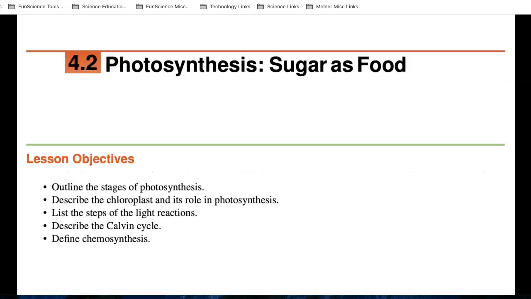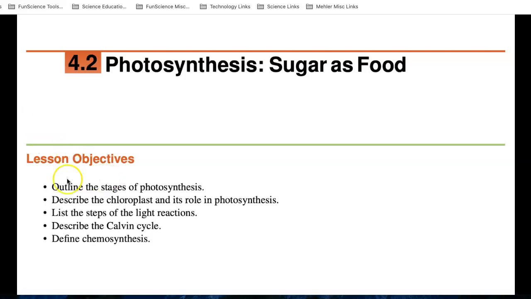So in 4.2, we're going to look at photosynthesis a little more closely. Sugar as food, glucose as food. Now remember that in this course, I may not be going into detail. I don't want you to know some of these diagrams in the detail that they're shown in your text. So just listen carefully in the screencast to know what you should know for the quiz.